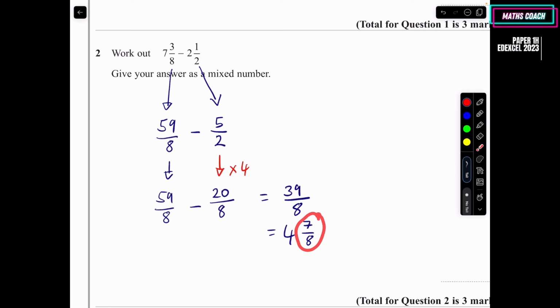Sometimes this needs more simplifying. So if you have to simplify that, which you can't do in this case, then make sure you're prepared to be able to simplify that, okay? But right now, this is your final answer.